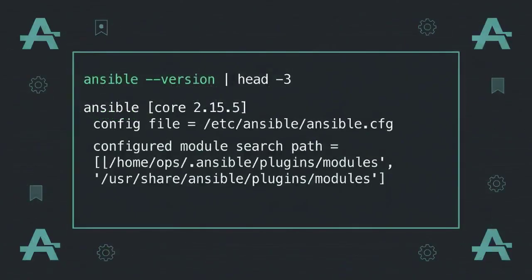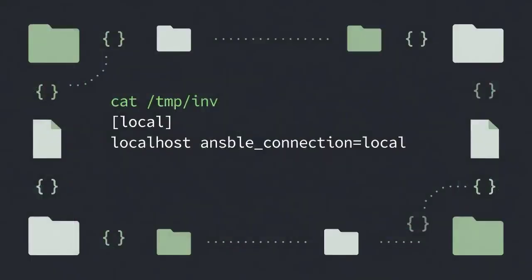Next, confirm the Ansible core is installed and grab the version banner. This matters because module behavior and inventory syntax differ across major releases. Piping through head keeps the output tidy. Ansible's inventory is just a plain text file mapping hostnames to groups. No daemon, no database. Here the inventory at /tmp/inv declares a single group called local with one member, localhost.